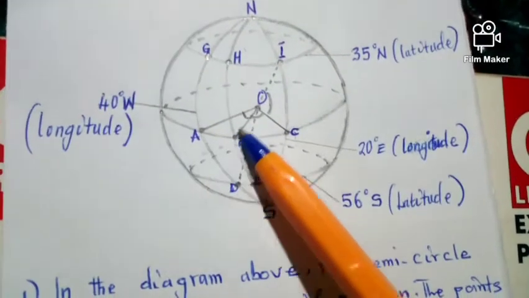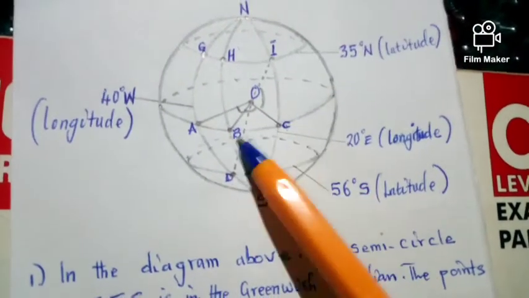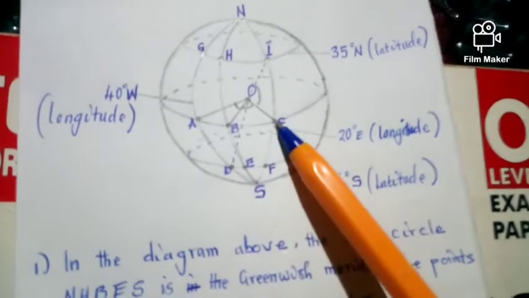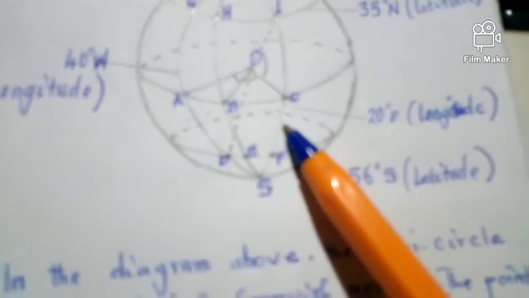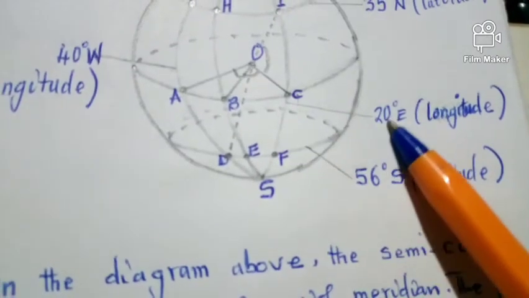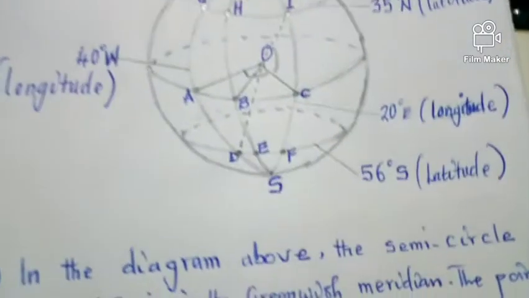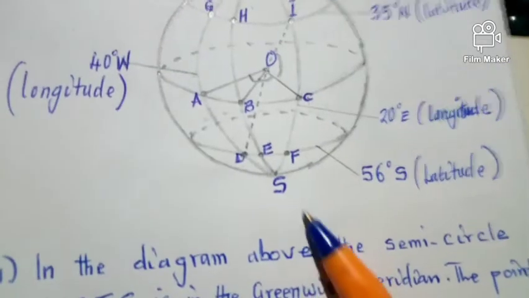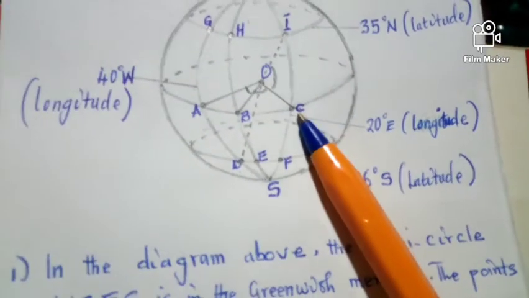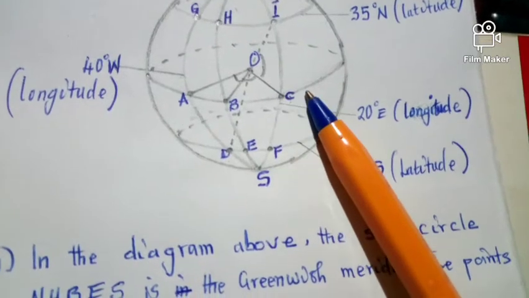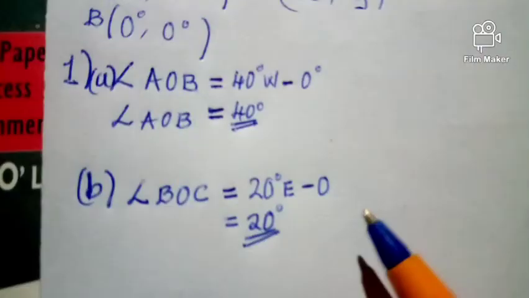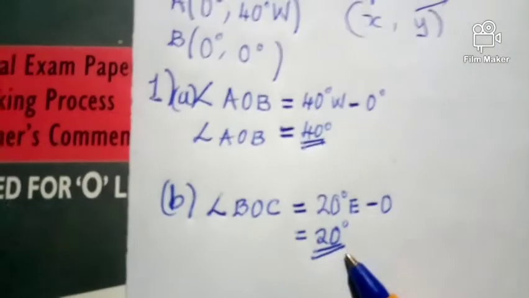Where is BOC? We have BOC. So the same applies to this one, from 0 to C. So same, you are subtracting. So this longitude is 20 degrees east. So 20 degrees minus 0. So the point is the same. So B is 0, 0. Then C is latitude 0 degrees, longitude 20 degrees east. Okay, that's the point. Then you subtract. And then 20 degrees minus 0 is 20 degrees.